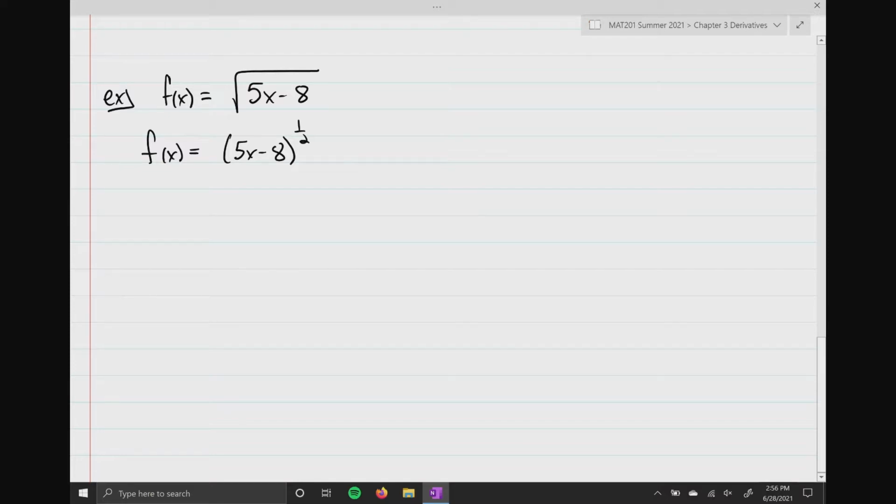The outside function is going to be the 1/2 exponent. In other words, you have some stuff on the inside here, but basically, you got something or some stuff raised to the 1/2 power. So that's the outside function. The inside function is going to be the stuff, which is 5x minus 8.